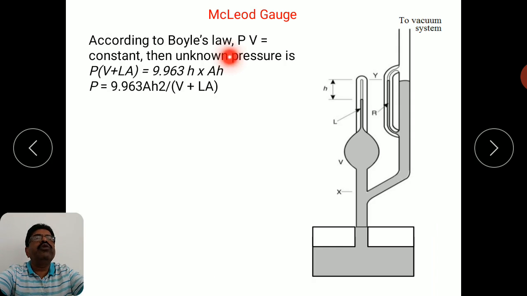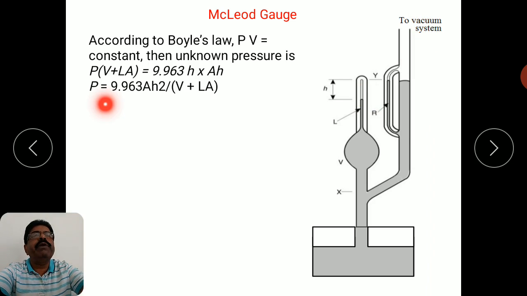Now, according to Boyle's law, you know that PV is equal to constant, so the unknown pressure, that means this vacuum system pressure, you can easily find out by this equation. How? The initial PV and the final PV will be equal, since PV is constant. So prior to compression, the pressure P and volume V plus LA equal 9.963 H, which is the pressure after compression, into the volume A into H. So this equation is important here.